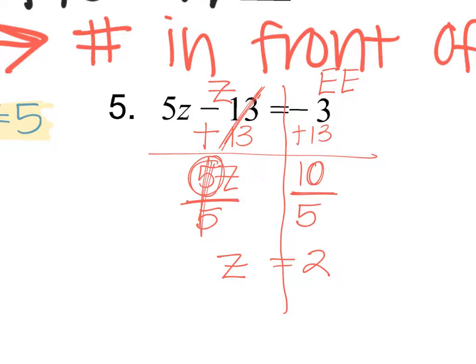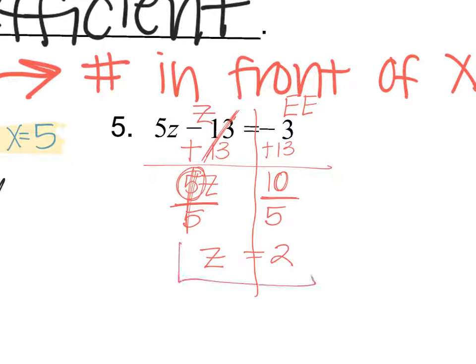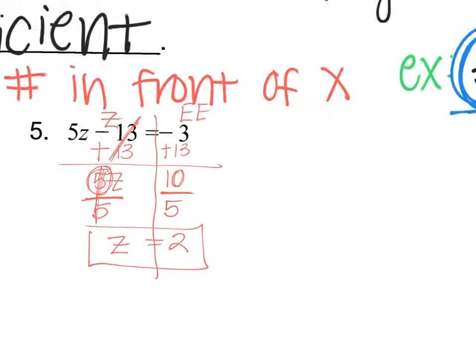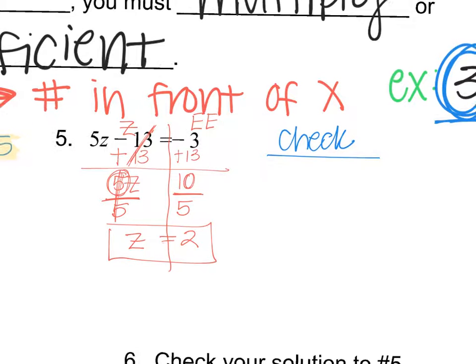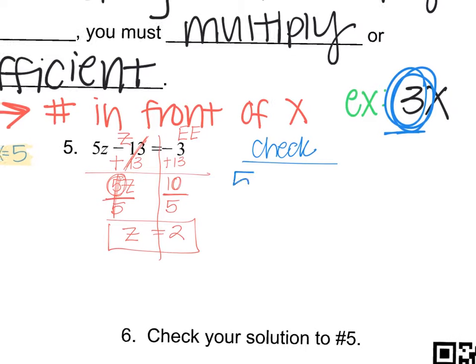And again, we can check ourselves. I know there's a section underneath, but there's not a whole lot of room to write, so I'm going to check it right beside it. 5z minus 13 equals negative 3. And we said that z equals 2 is a solution.